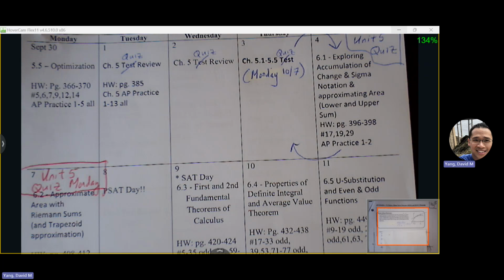And then there's going to be one optimization problem. It'll involve cost, but it'll either be cost involving area and perimeter, or it'll be cost involving volume and surface area. And I included a couple of those in your packet as well. So this is what your quiz will look like. You will get to use your calculators. Quiz is Monday. Any questions? All right, let's move into our Unit 6 packet.